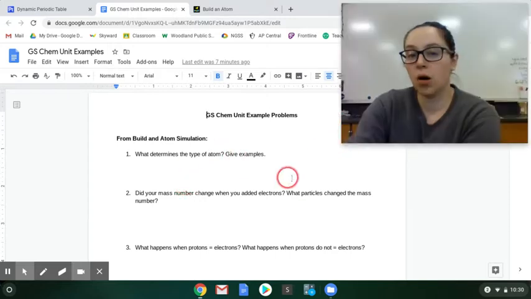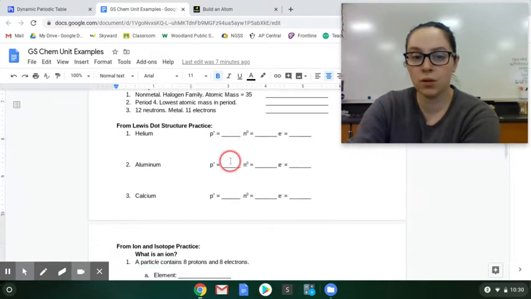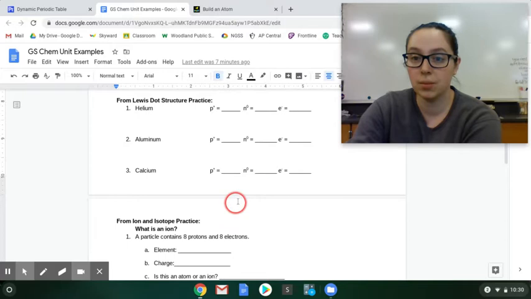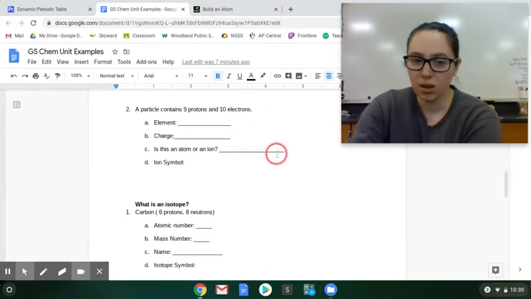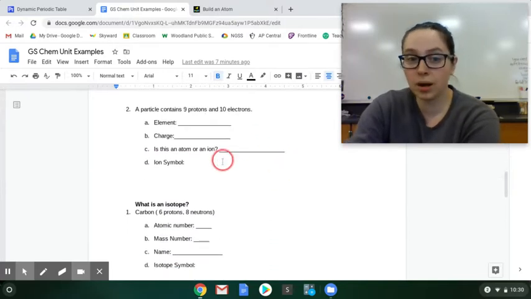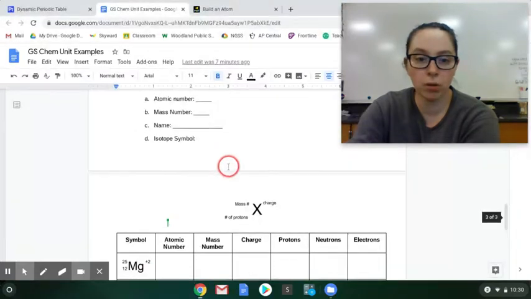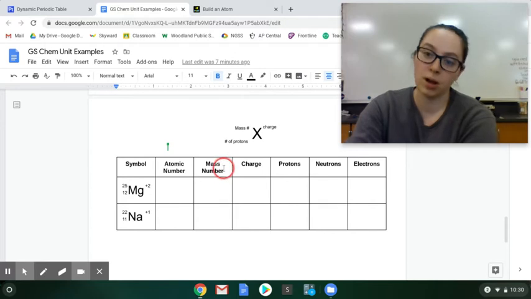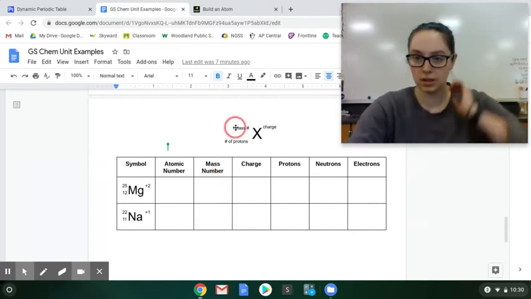So you've seen all of these questions before. Every single one of these questions is an example problem that you've done in the past. Of course, it's not all of the problems, and I'm not going through every single one, but I'm going to go through enough to give you an idea of how to do these problems, what an ion is, what an isotope is, all that fun stuff.